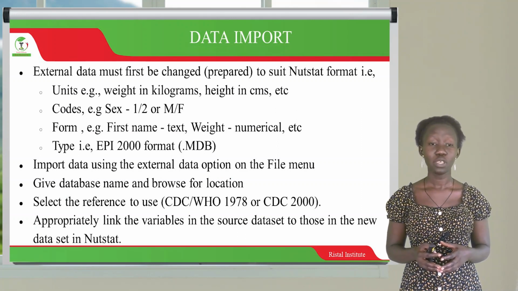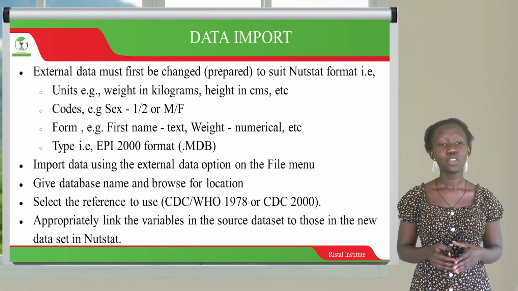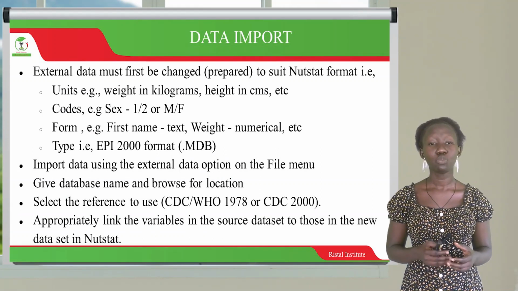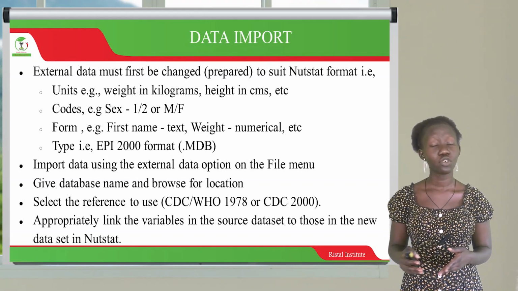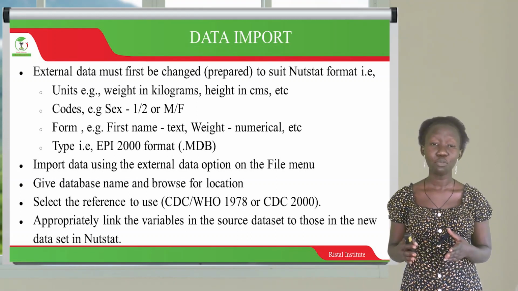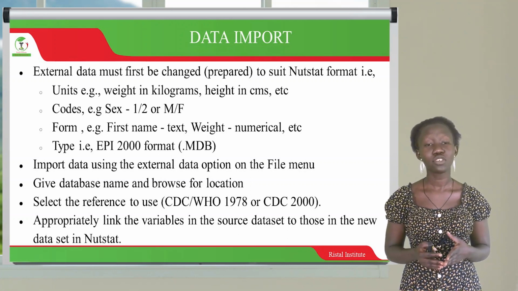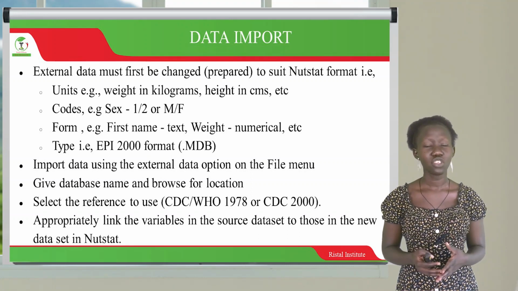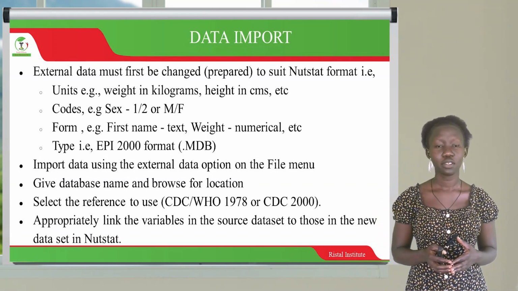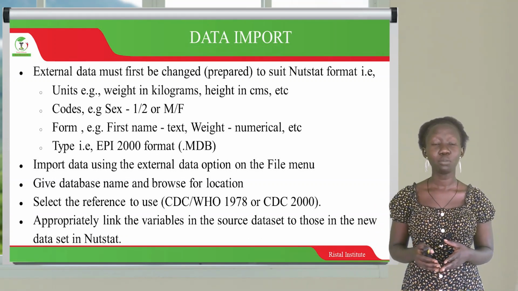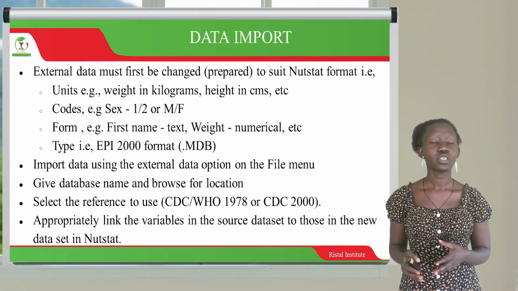External data can also be imported into NUTSTAT. First, you have to change it and prepare it so that it suits the NUTSTAT format. For example, the units you're working with should match the units used in NUTSTAT: weight has to be in kilograms, and height has to be in centimeters. The codes are also very important. If you're coding, for example, the sex as male or female, what you're using matters.